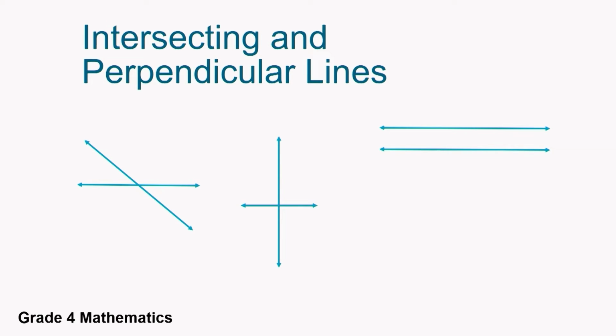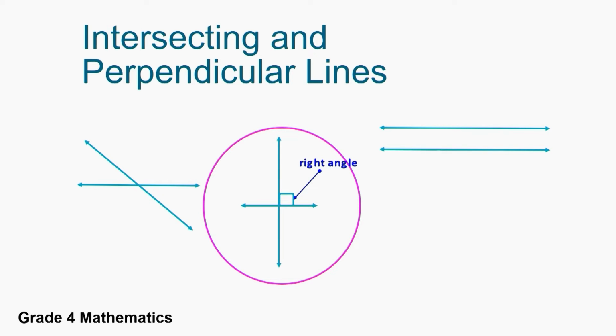Lines that cross each other at one point are called intersecting lines. The first two sets of lines are examples of intersecting lines. The second set of lines is a special case of intersecting lines called perpendicular lines. Lines that are perpendicular create right angles where the lines intersect. All the angles created by perpendicular lines are right angles.